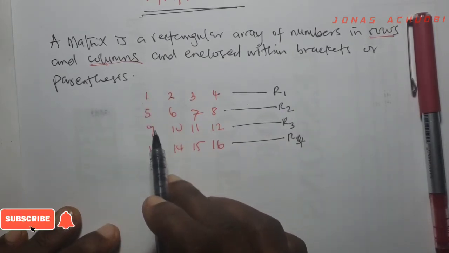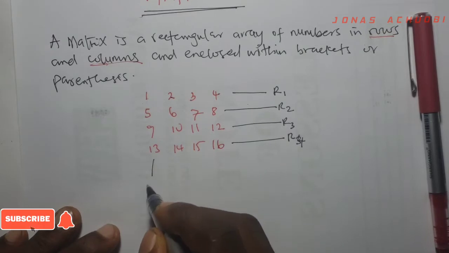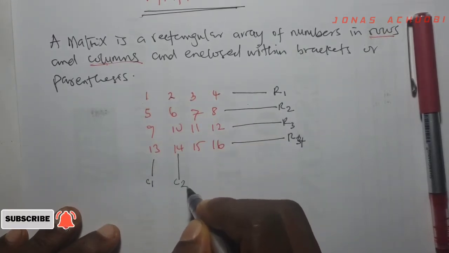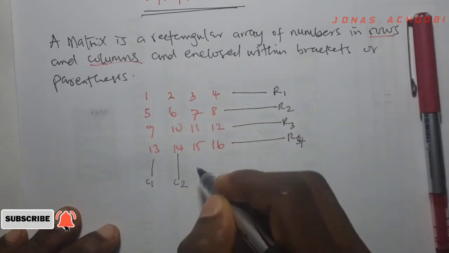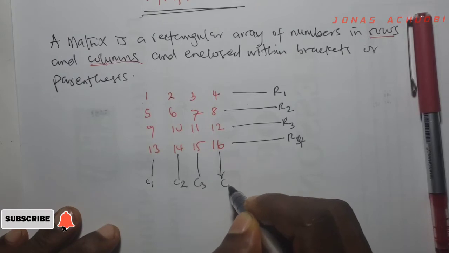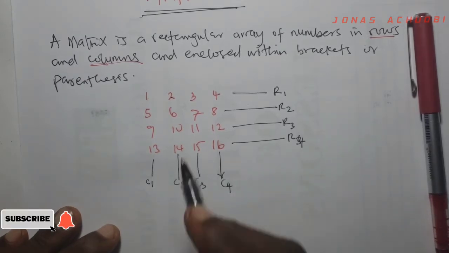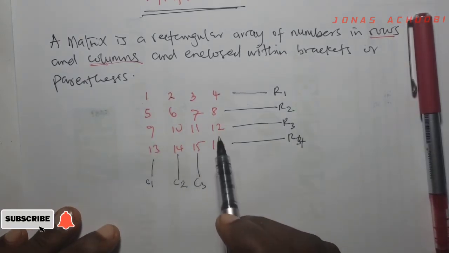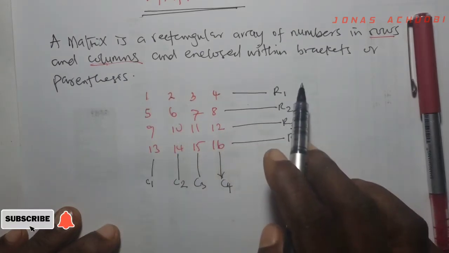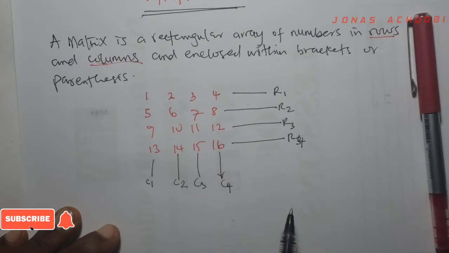And then 1, 5, 9, and 13 are on the same column, which I call column 1. 2, 6, 10, 14, I call column 2. 3, 7, 11, and 15, I call column 3. And then likewise, I call this part here column 4. So we observe that these numbers are arranged in a pattern such that some numbers are on the same row while others are on the same column.